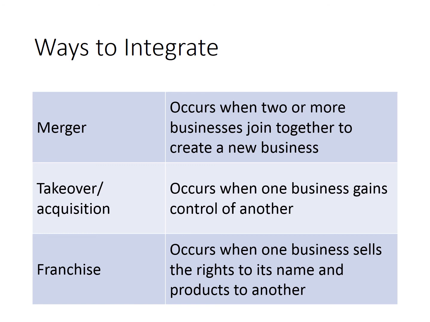Okay, so remember, when we're looking at integration, we've got three ways to integrate: vertically, which is along the supply chain; horizontally, which is more traditionally your competitors; and conglomerate, which is just anyone else you think will add benefit to your business. And then the ways to integrate: we can merge, acquire, or franchise with these companies.